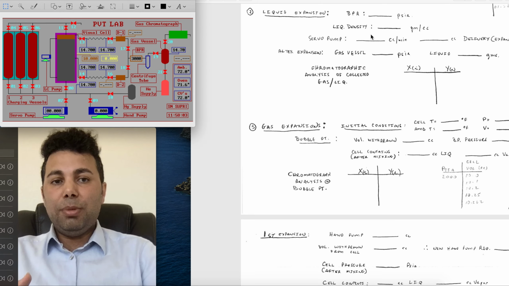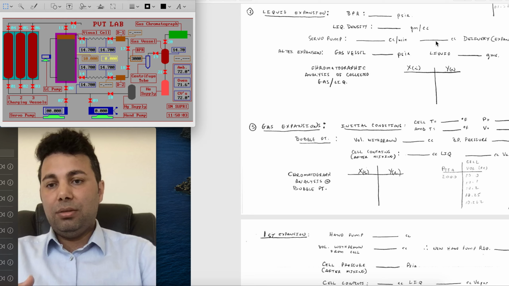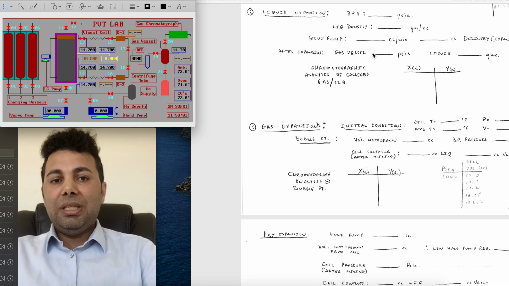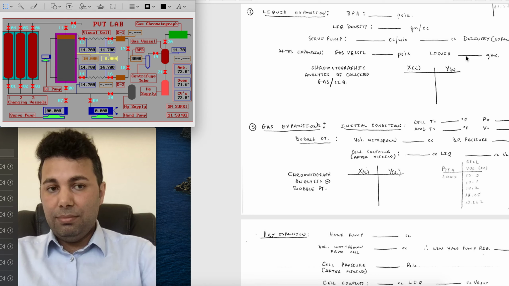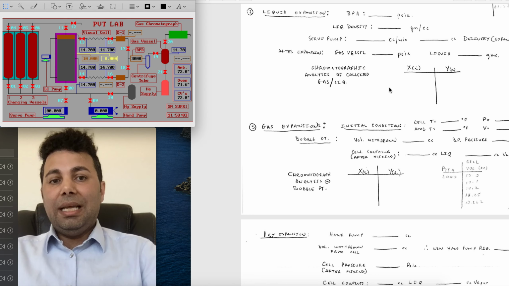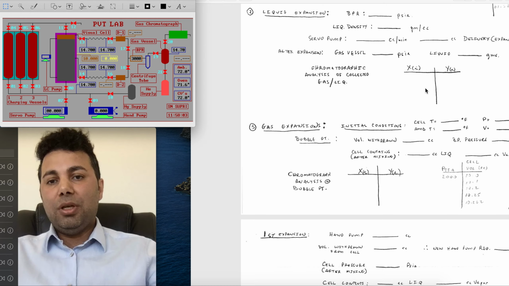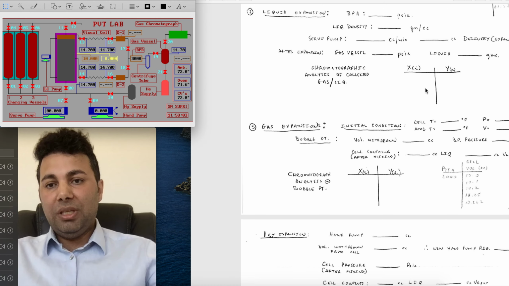Here it says what type of rate and what type of amount you picked for sending the liquid out. And then it says what the gas vessel pressure would be when you send this liquid out, how much gas will be released. So we collect the gas and we collect the mass of the liquid. And at the end, it says what the gas chromatography of the gas is. So we find that. This step basically helps us complete the liquid expansion test.